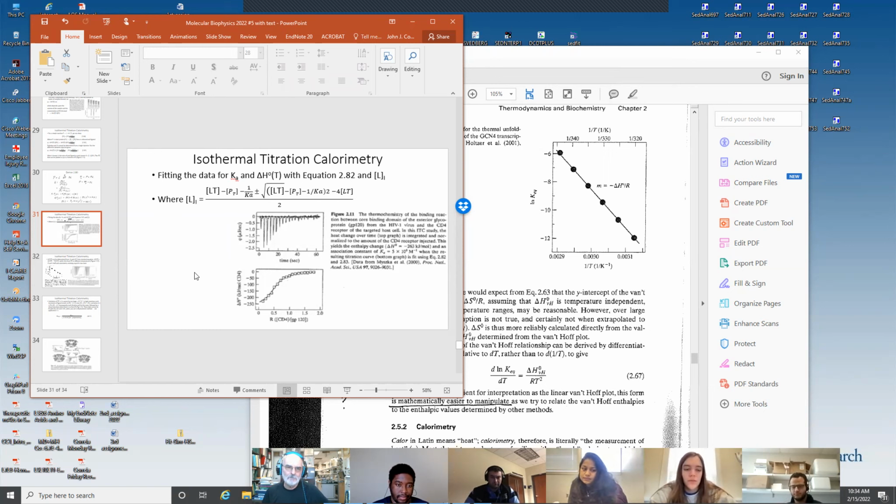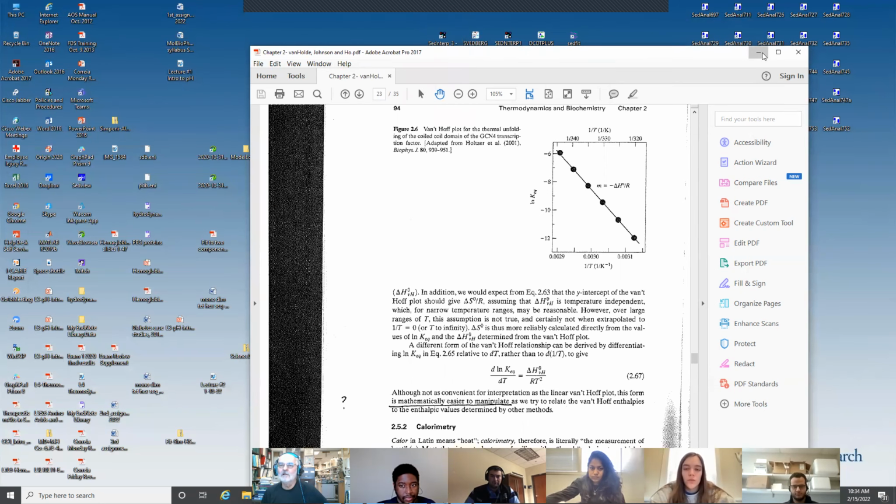But for the simple mathematics, if the Van Hoff and the calorimetric enthalpies are the same, it's a two-state reaction that may have no temperature dependence to the enthalpy. In the case where you have temperature dependence, this curve will be curved and it'll be much more complicated. Okay, so let's bury that.